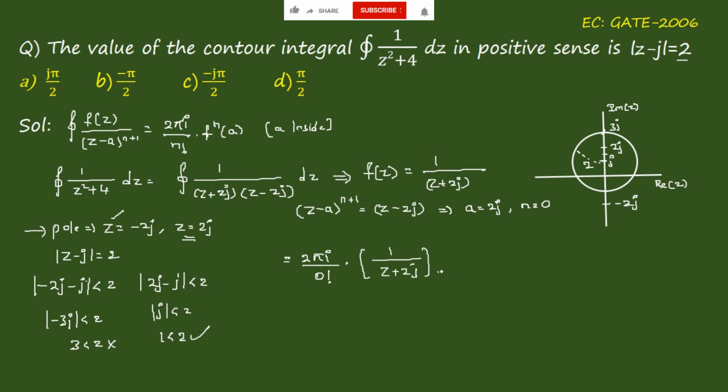And you have to substitute z is equal to 2j. So it is equal to 2 pi j into 1 by 2j plus 2j. It becomes 4j, right? j gets cancelled. One side it goes by 2, which is equal to pi by 2. So the answer is option D.